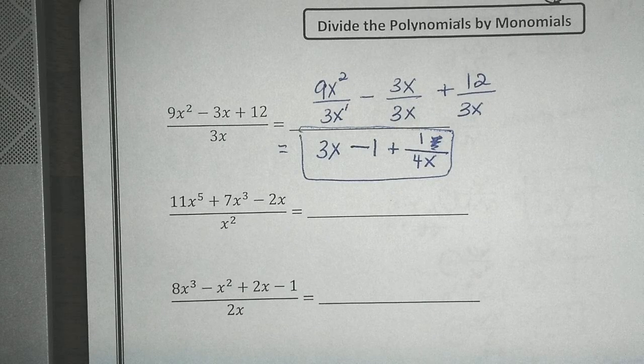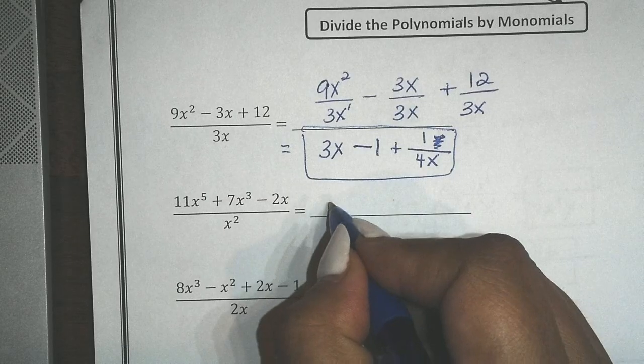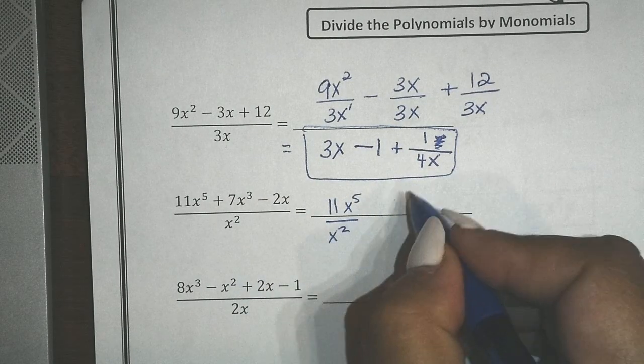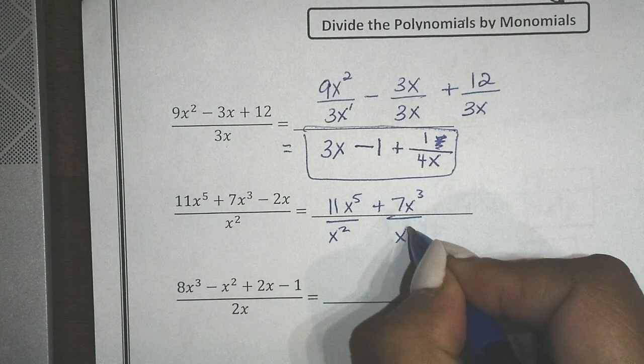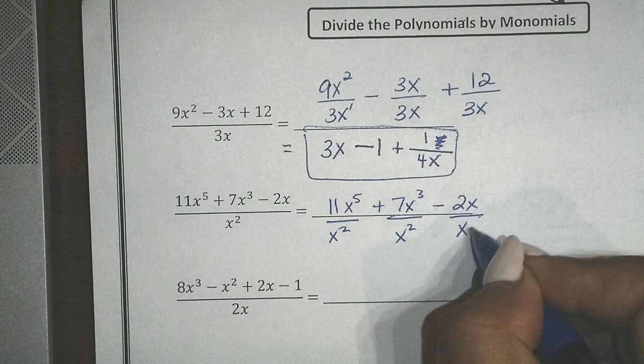Alright, let's look at the next one. We're going to go ahead and take this 11x to the 5th and divide it by x squared. We're going to take the 7x to the 3rd power and divide it by x squared. And then we're going to take the negative 2x and divide it by x squared.